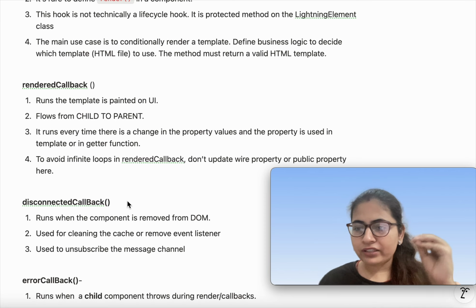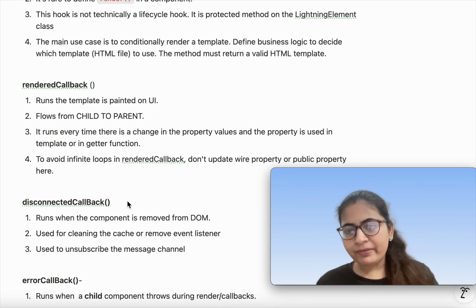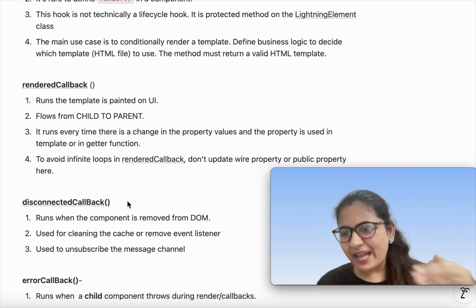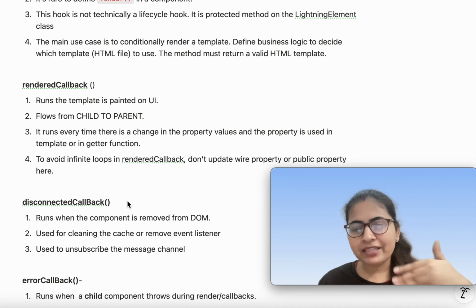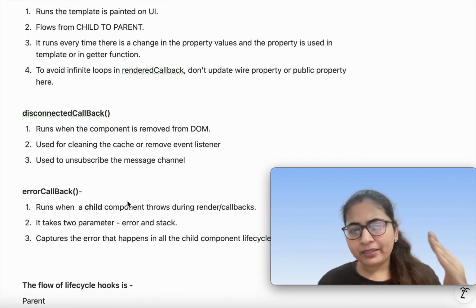It will run whenever there is a change in the property value, whether the property is present in our HTML template or in the getter function. Please make sure that we are not updating the wire property or a public property here, because that will be doing a loop here. Disconnected callback will be running when the component is removed from the DOM.